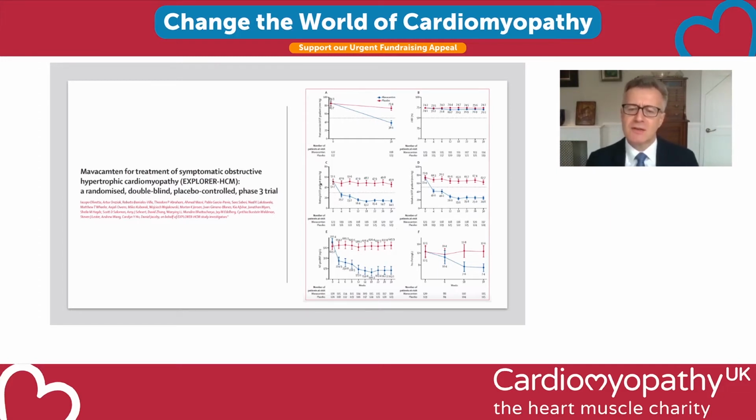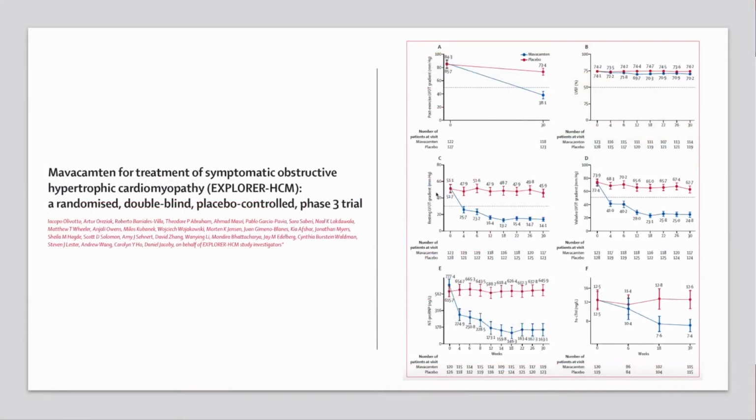This is a measure of the severity of the obstruction. And in red, these are the people who took the placebos and were not taking the active drug. And here in blue are those people who were taking active drug. And you can see that there was a significant reduction in the level of obstruction. And this was associated with improvements in symptoms, improvements in exercise tolerance, and improvements in markers in the blood that we use to tell us about the severity of the condition.